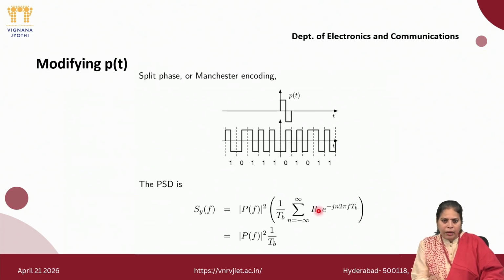This is another example wherein x(t) is transmitted using the split phase form, which we also call the Manchester form, wherein if you want to transmit one, we transmit both positive and negative transitions. For such a transmission format, if you compute the PSD, we get the value as magnitude squared of P(f) into 1 by TB.